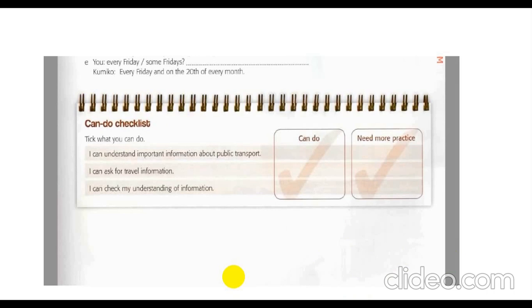I can understand important information about public transport. If you can, tick can do. If you need more practice, tick need more practice. I can ask for travel information. I can check my understanding of information. Okay, by this checklist, you can evaluate what you can do.